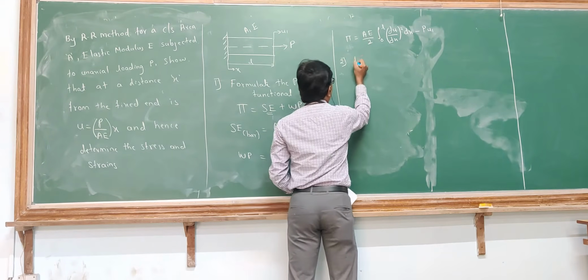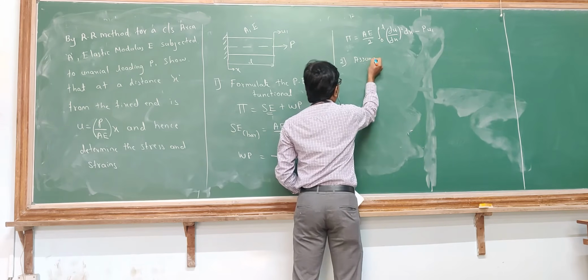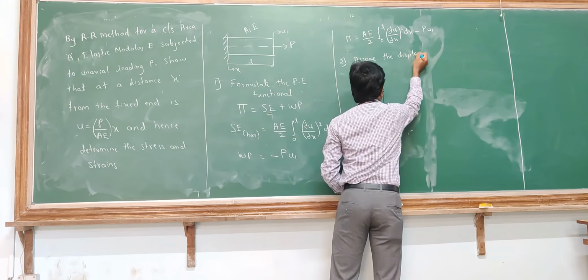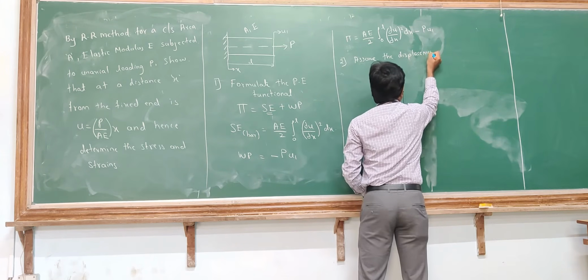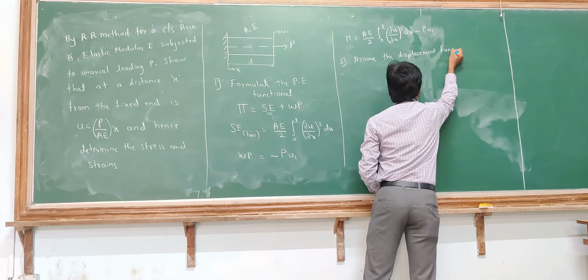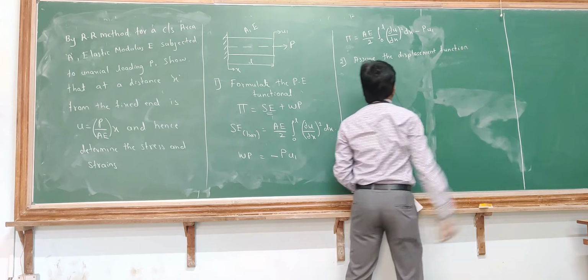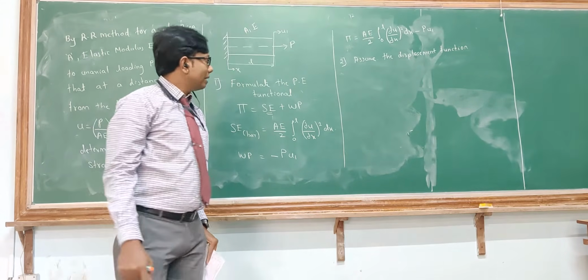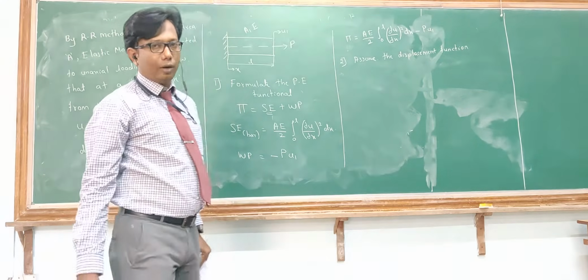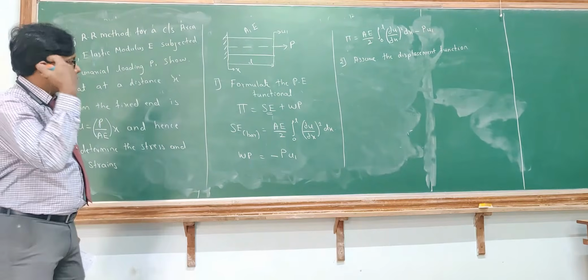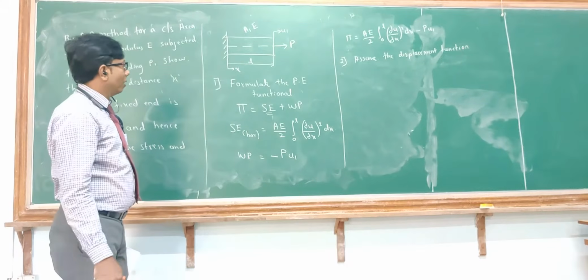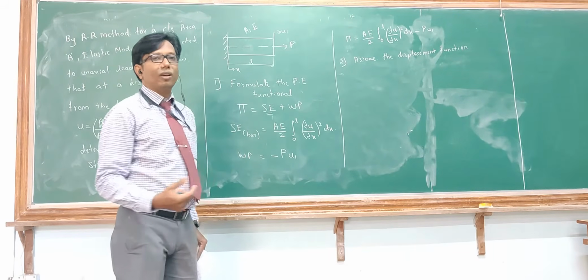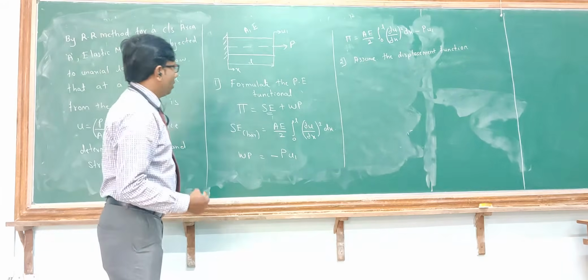Next we have to assume the displacement function. So how to assume the displacement function? I have already told you the displacement function will be of two types. One is the algebraic form and one more is the trigonometric form. Here we'll be using the algebraic form, which is quite easy. What it says is you have to assume a displacement function which satisfies the boundary condition. So here, how to apply?